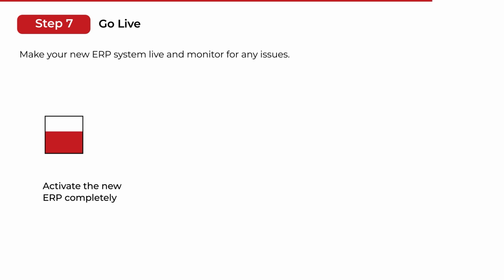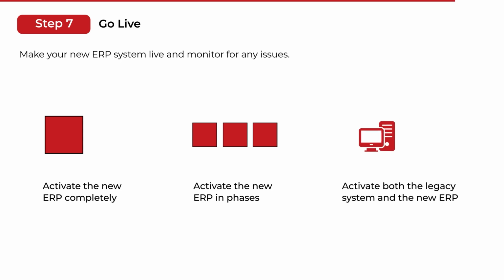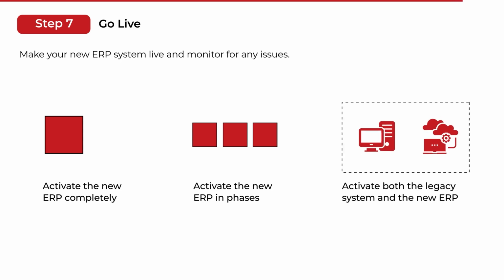The go-live step is about rolling out your ERP system into your operations. For that, there are a few options. You can either roll the new ERP completely, activate it in phases to minimize disruptions in operations, or use both the legacy system and the new ERP at the same time.